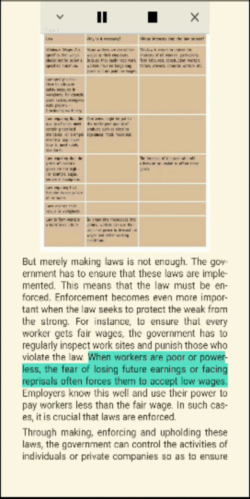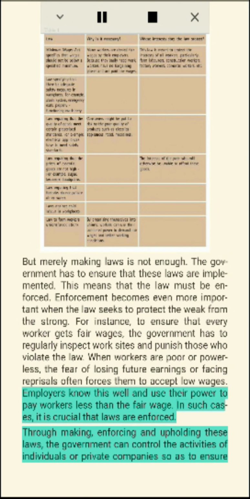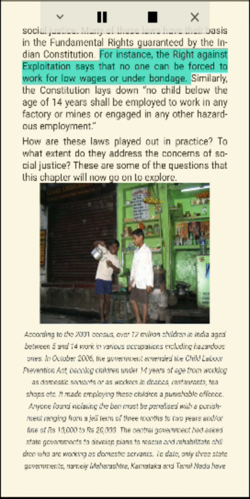When workers are poor or powerless, the fear of losing future earnings or facing reprisals often forces them to accept low wages. Employers know this well and use their power to pay workers less than the fair wage. In such cases, it is crucial that laws are enforced. Through enforcing and upholding these laws, the government can control the activities of individuals or private companies so as to ensure social justice. Many of these laws have their basis in the fundamental rights guaranteed by the Indian Constitution.